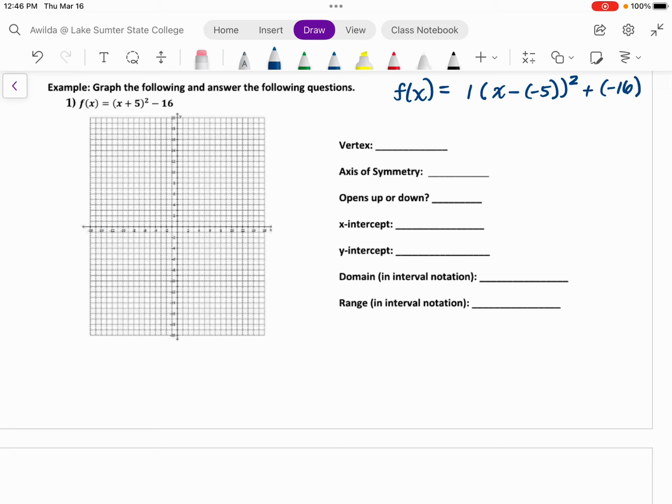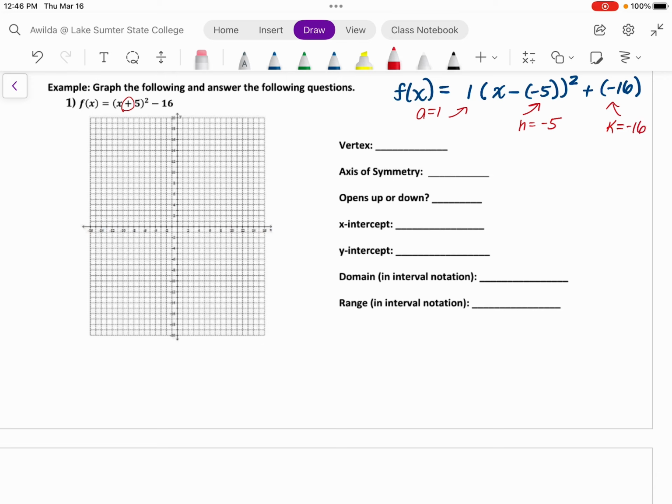I want to write it this way because I want to clearly identify the values of a, h, and k. So I see here that a is equal to 1. The quantity that's being subtracted from x is actually a negative 5 because we saw addition. So that's subtracting a negative number. So that means that h is equal to negative 5. And finally, what we're adding here in the end is a negative 16, so that will be the value of k.